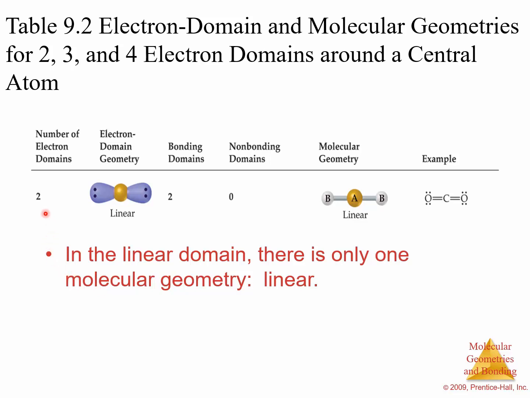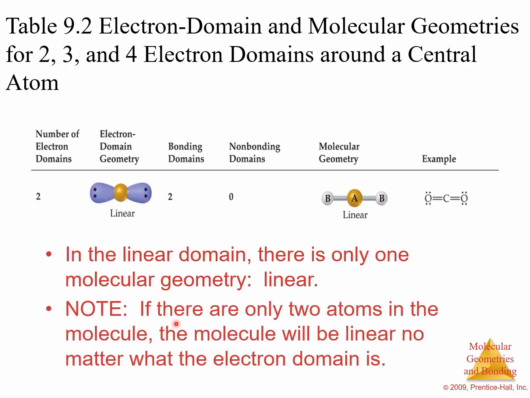Then, number of electron domains 2, electron domain geometry, bonding domains, non-bonding domains, molecular geometry, and the example. So in the linear domain, there is only one molecular geometry, linear, because we have two bonding domains and zero non-bonding domains. Note, if there are only two atoms in the molecule, it will be linear no matter what the electron domain is. For example, NO, CO, etc.